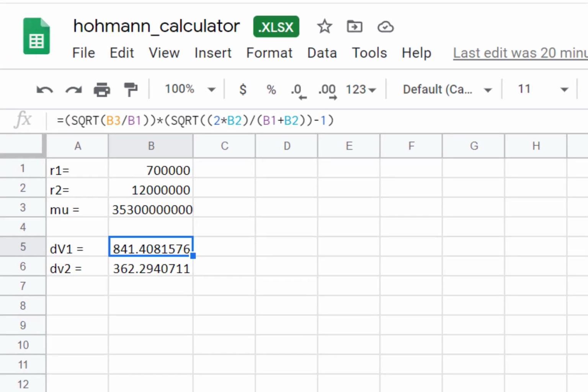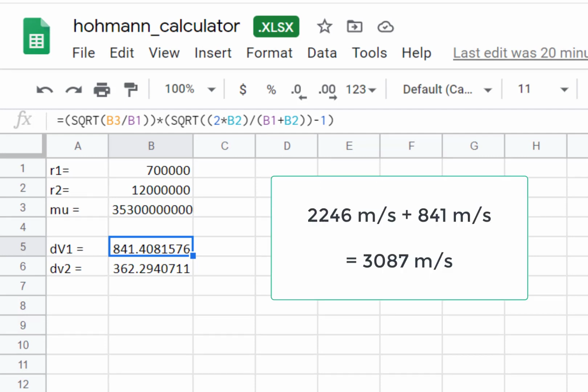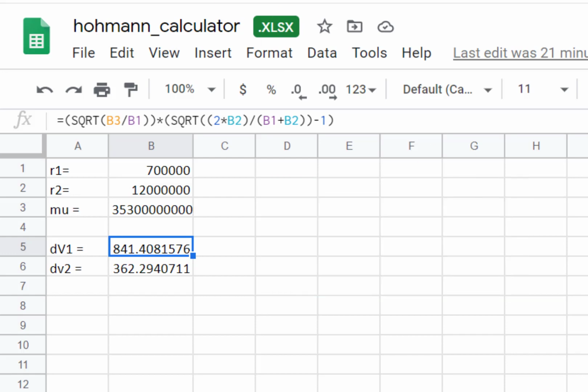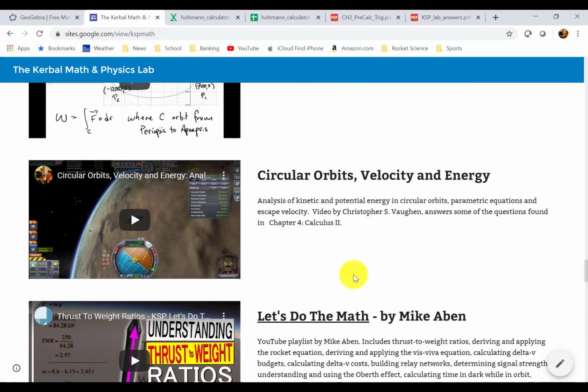So we need about 841 meters per second added on top of the initial speed that we have in the circular orbit. So that means you're thinking 2246 plus 841, and that's roughly 3087. Actually, we can also visualize that here.